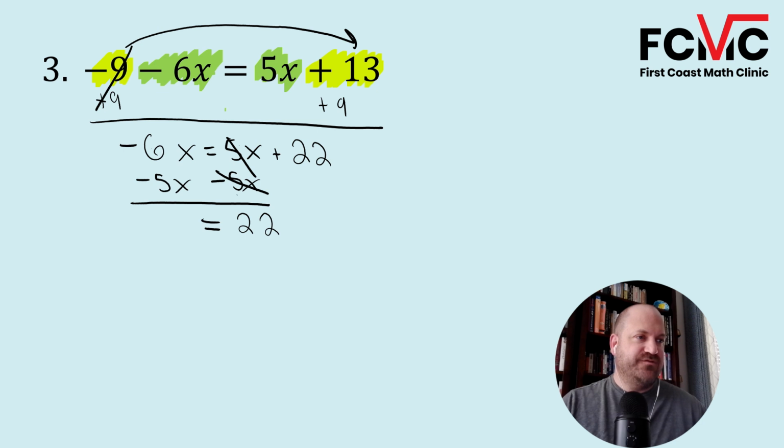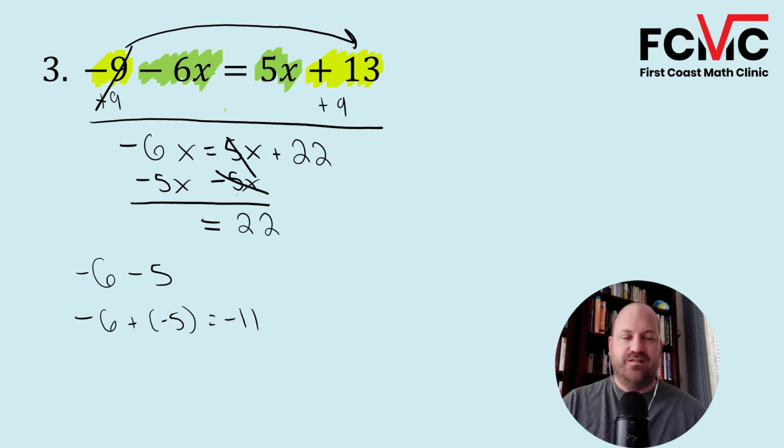So we'll have negative 6 minus 5. We can think of our operations with signs, kind of get rid of the variables for a second. We can rewrite this as negative 6 plus negative 5, and we get negative 11x on our left side.